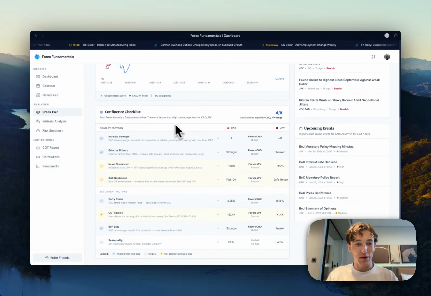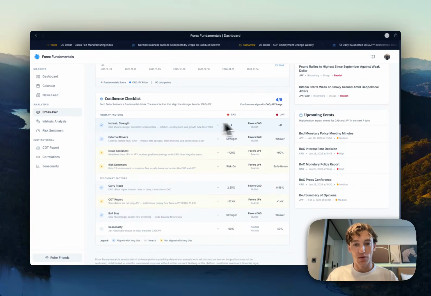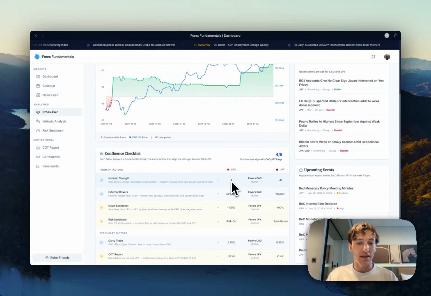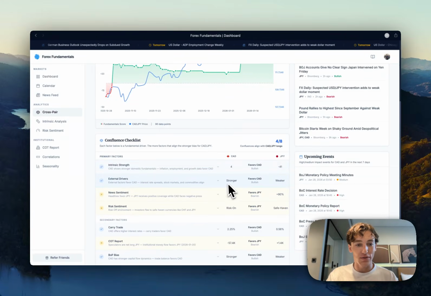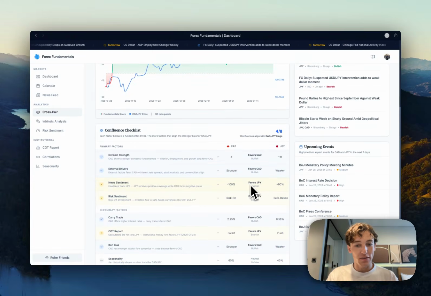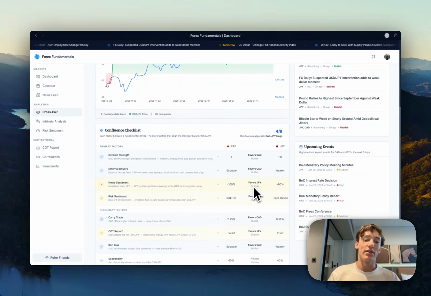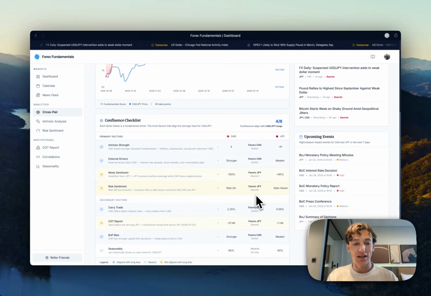So for every pair we also give a confluence checklist. The intrinsic strength, which is the score of the CAD against the score of the yen, in this case favors CAD. We have the external drivers, which also favor CAD. The news sentiment currently favors yen, probably because there might be some intervention or whatever. But you can imagine that in the past it favored the Canadian dollar. We have the risk sentiment. This you can check in the risk sentiment tool. We'll get to that later.